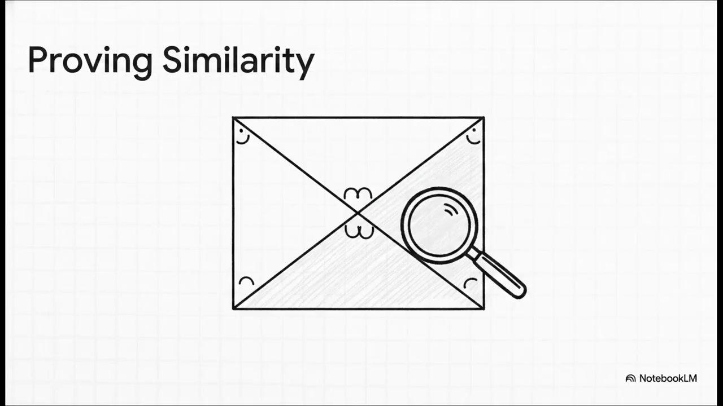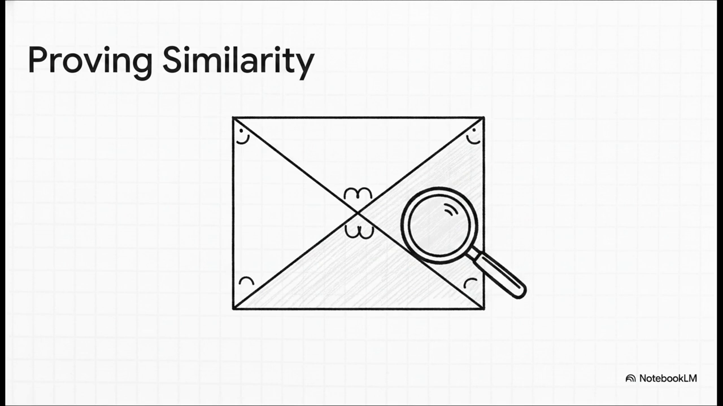Our goal is to find the ratio of the areas of the top triangle APB and the bottom triangle CPD. But first, we have to prove they're similar. Let's list out our angles. Since line AB is parallel to line CD and line AC acts as a transversal crossing them, angle PAB and angle PCD are alternate interior angles. That means they are equal. Also, angle APB and angle CPD are vertically opposite angles, making them equal too.